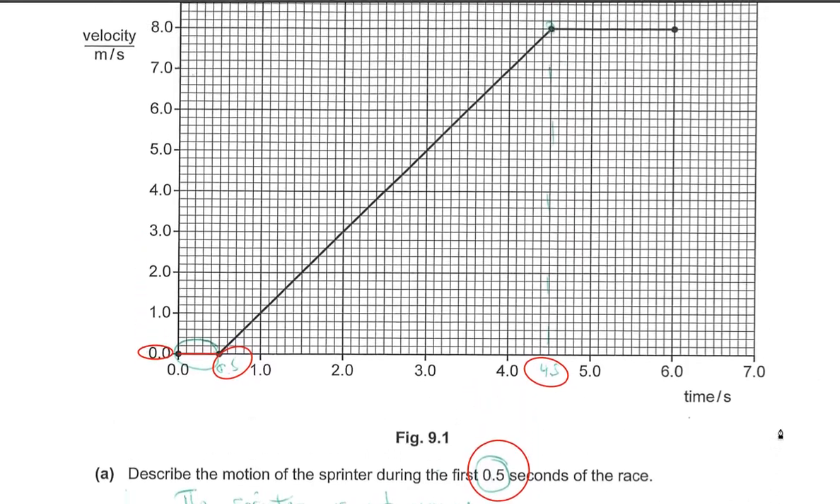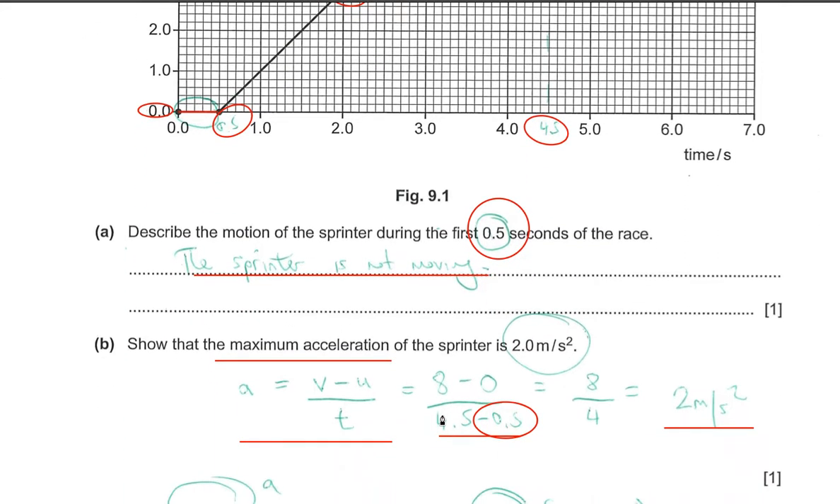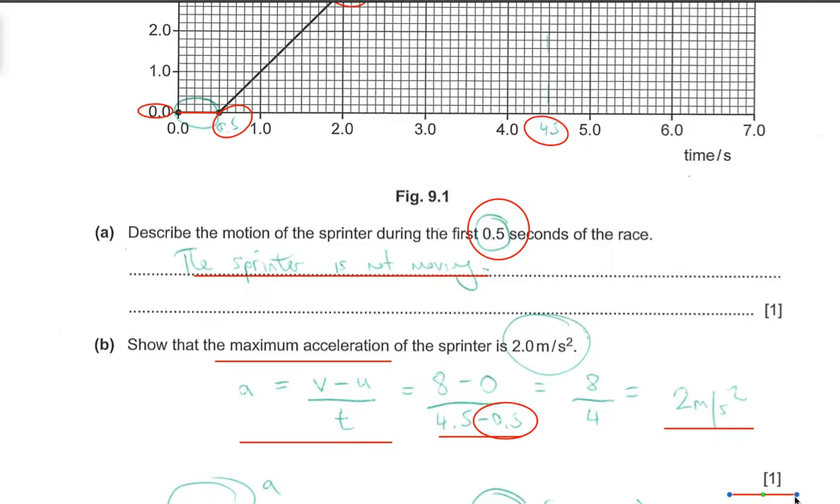Now, you could choose, to be honest, any number along this line. I've chosen the extremes because I find them easy. However, you could choose this point here, for example. You could choose this point here. It really doesn't matter as long as you read the values correctly. That's going to be fine. It's only a 1-mark question.